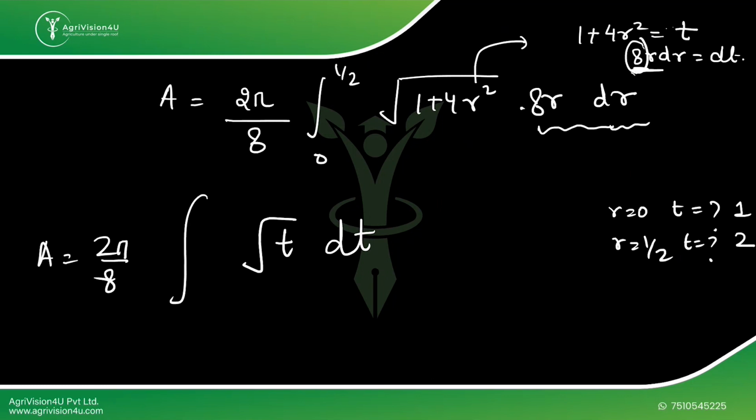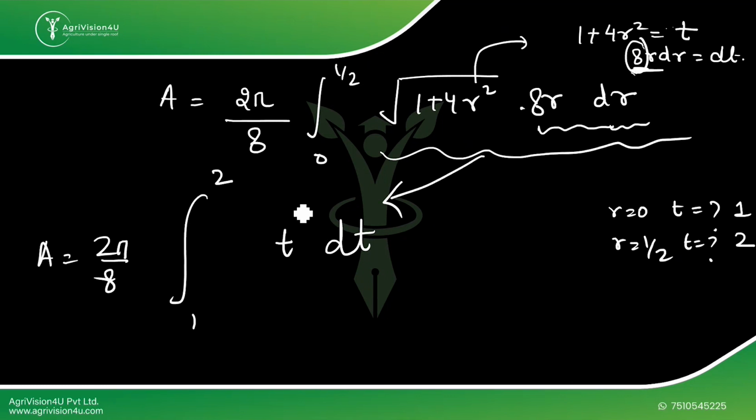I'm doing this oral calculation because you just have to put the values of r in this function. So you will get the new limits, that will be 1 to 2. Now it is reduced from this complex integration to a simpler integration. Now you can easily solve this, and you can write this under root t as t to the power 1 by 2, and you can solve this integration.